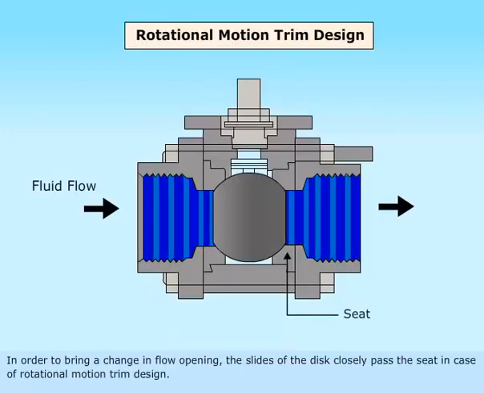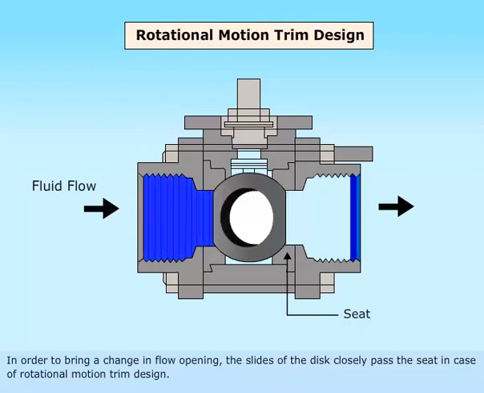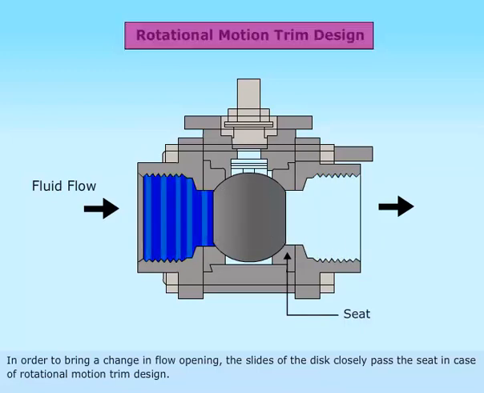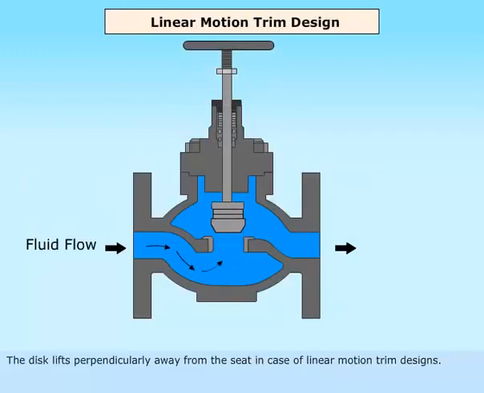In order to bring a change in flow opening, the slides of the disc closely pass the seat in case of rotational motion trim design. The disc lifts perpendicularly away from the seat in case of linear motion trim designs.